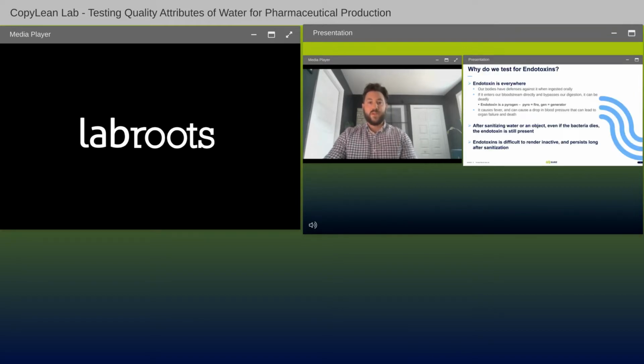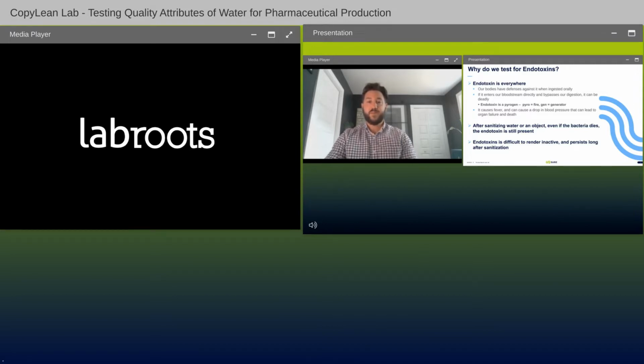So why do we test for endotoxin? Again, endotoxin is ubiquitous in nature, meaning it's pretty much everywhere, as we learned in the last slide, including food and water. Now, if certain amounts of endotoxin are introduced into the bloodstream or spinal canal via a parenteral drug or medical device, we can develop a fever, shock, organ failure, or worst case scenario death.